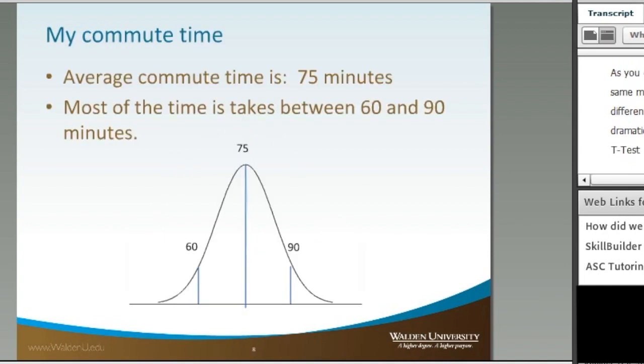So let's do an easy one. I've actually used this example in prior webinars, so I already have my math worked out here, but let's talk about my commute time. I actually have a really horrible commute time. These are actual real numbers. My average commute time is about 75 minutes. Yuck. And most of the time, it takes between 60 and 90 minutes. Okay, so that's the variation in my sample of commute times.